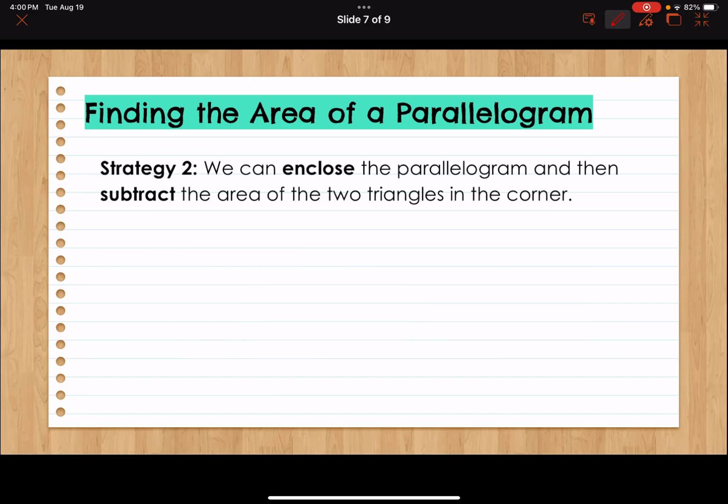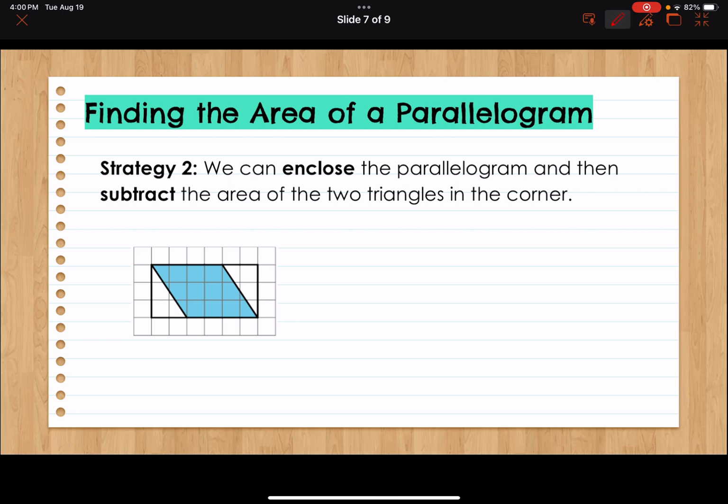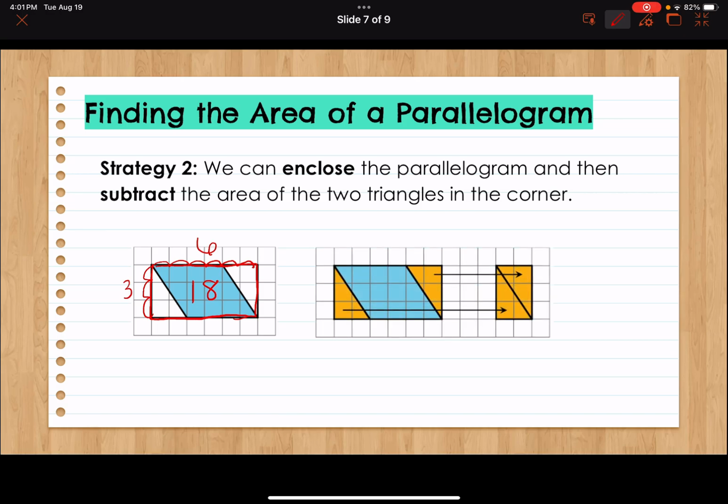Strategy number 2 is we can enclose the parallelogram and then subtract the area of the 2 triangles in the corner. So we have the same exact parallelogram as in the first strategy, except what we did was we put it inside this giant rectangle. We just enclosed it. The total area of this rectangle is, this side is 3 units by 1, 2, 3, 4, 5, 6 units. And 3 times 6 is 18. So that's how big the rectangle is that we drew around our parallelogram. But that's not the size of our parallelogram.